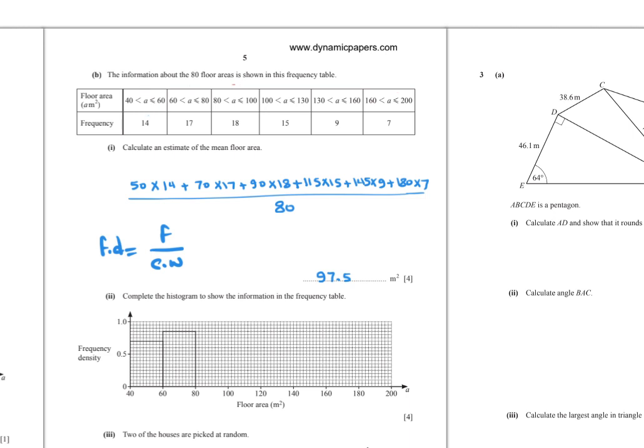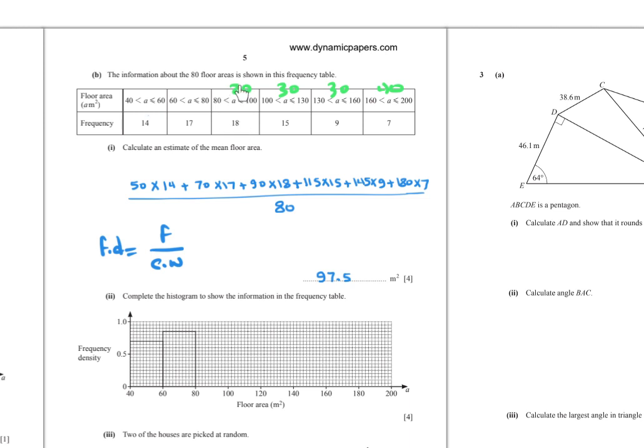Now for the third one, 100 minus 80, 20, 130 minus 100, 30, 160 minus 130, 30, 200 minus 160, 40. This is the class width. Now to find the frequency density, divide the frequency by the class width.